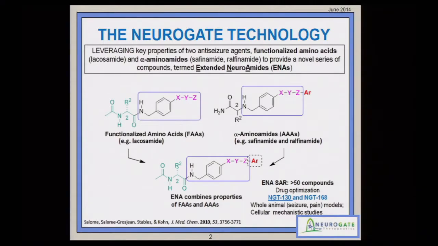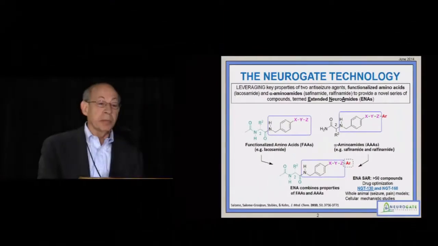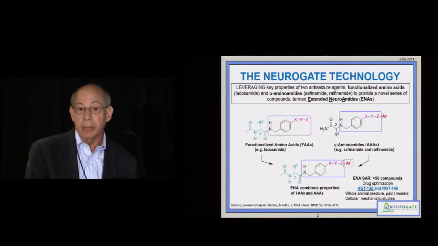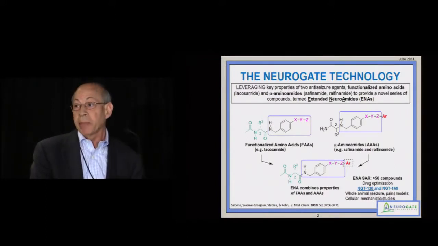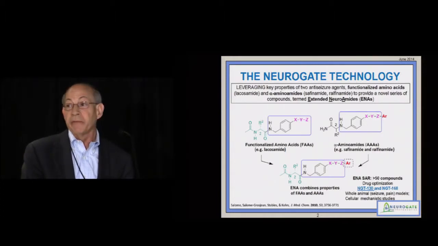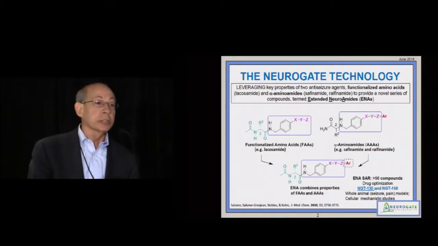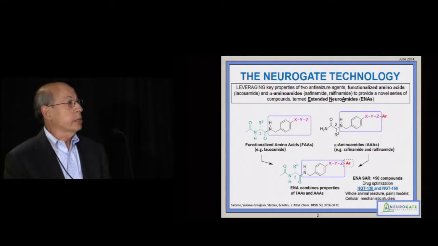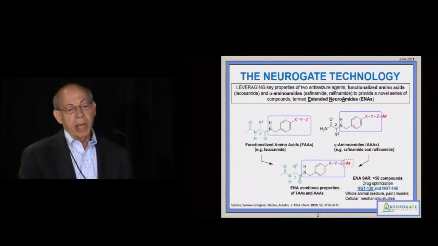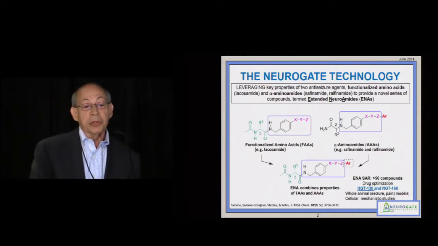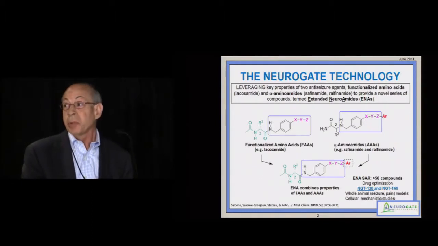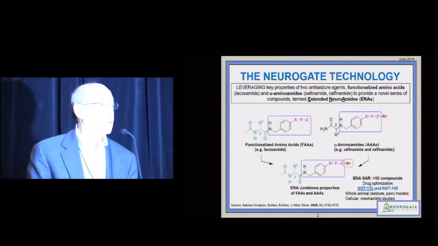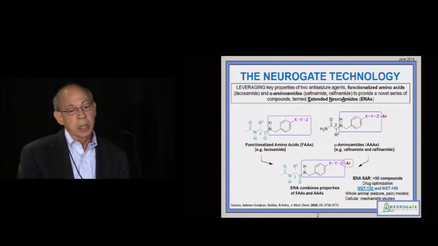My lab developed the functionalized amino acids, as Roger had mentioned, with lacosamide as the prototype. The alpha aminoamides came out of Italy, and safinamide and rufinamide are 2 prime examples. Safinamide is in phase 3 trials for Parkinson's disorders, and rufinamide in clinical trials for lower back pain. Lacosamide, safinamide, and rufinamide are all potent anticonvulsants as tested at the ASP.